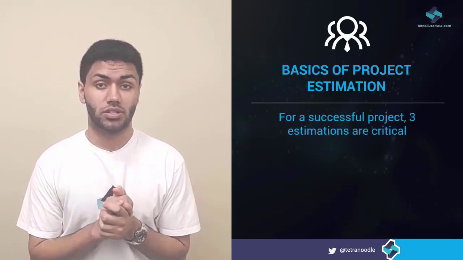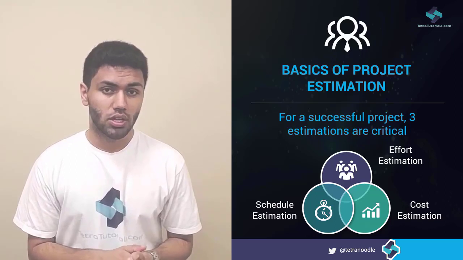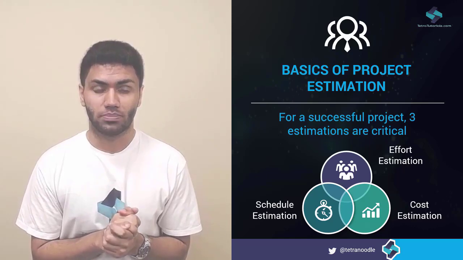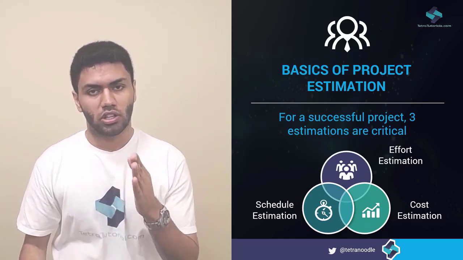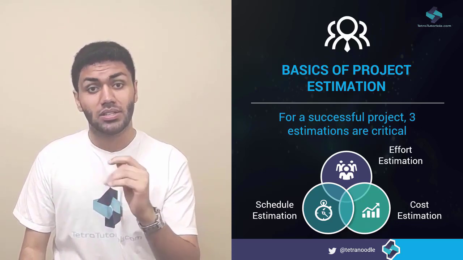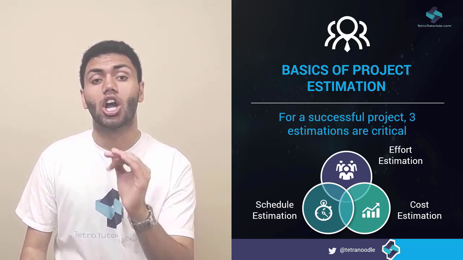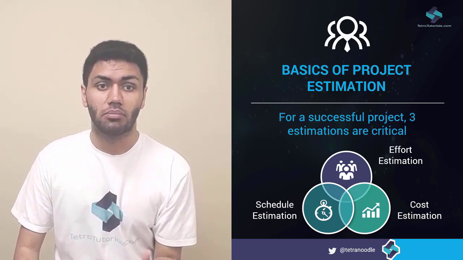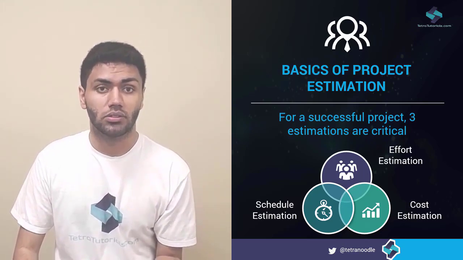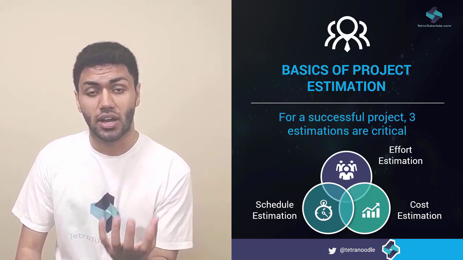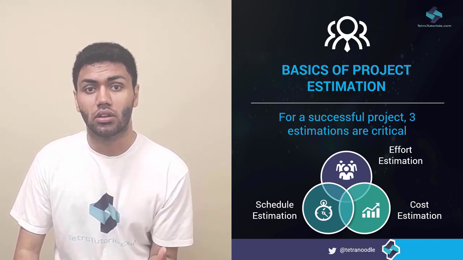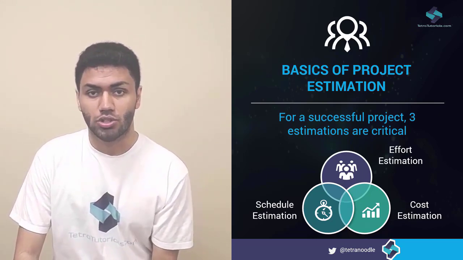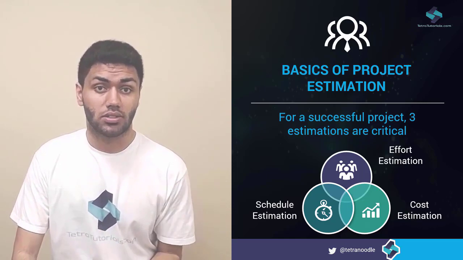You may recall the triple constraints that we discussed in the previous modules. These triple constraints are the basic elements of the project estimation. These are effort estimation, schedule estimation, and cost estimation. Effort estimation is the estimation of the amount of work needed to complete the project. The effort also gives you the team size needed to execute the project. As you can see, the size of the team determines the cost of the project. So indirectly, the effort influences the cost as well.